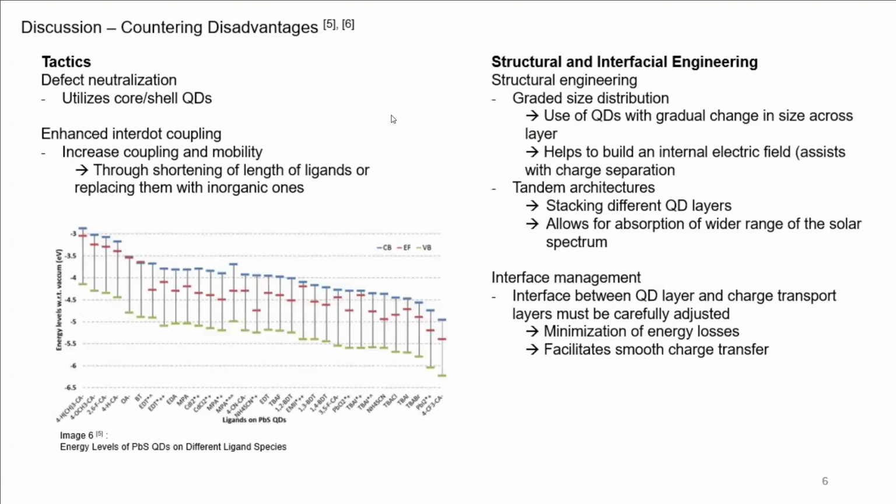In order to counter these disadvantages, researchers have found that neutralizing these effects on the shells of quantum dots and adjusting the structural and interfacial engineering of the system have helped to balance out these issues. For example, adjusting the interface between the quantum dot layer and the charge transport layers by stacking them allows for further advancement of the solar cell's performance and the minimization of energy loss during charge transfer.